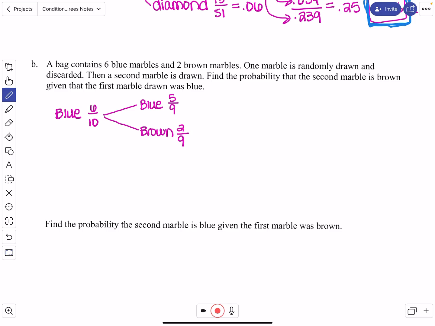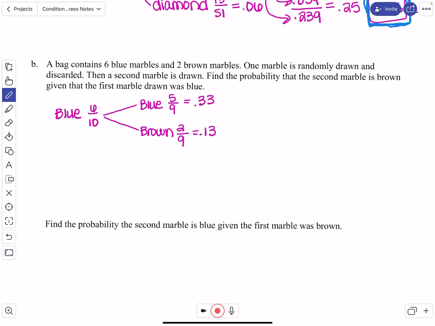All right, if I calculate my probabilities, I'm just multiplying my fractions. I'm just doing 6 over 10 times 5 over 9. So 6 over 10 times 5 over 9 is going to be 0.33. All right, if I do 6 over 10 times 2 over 9, I get 0.13.